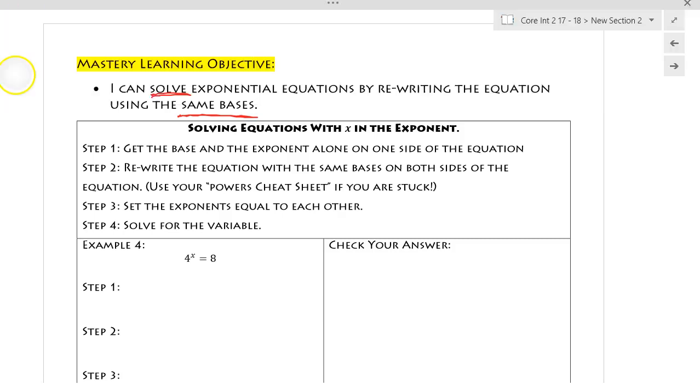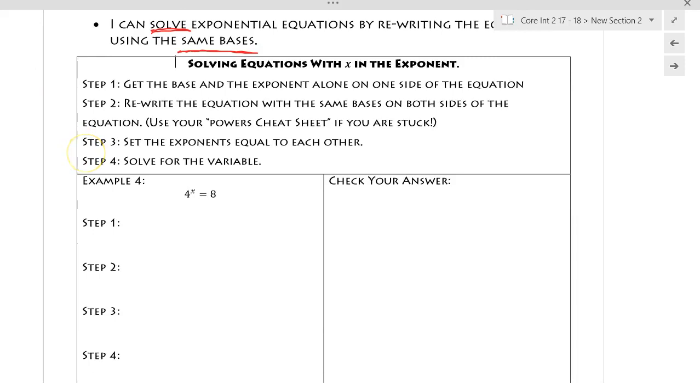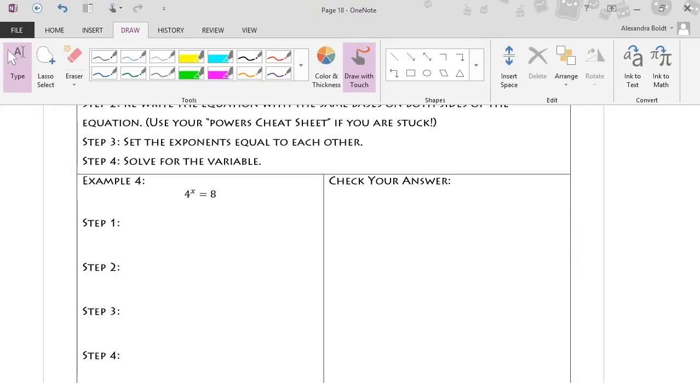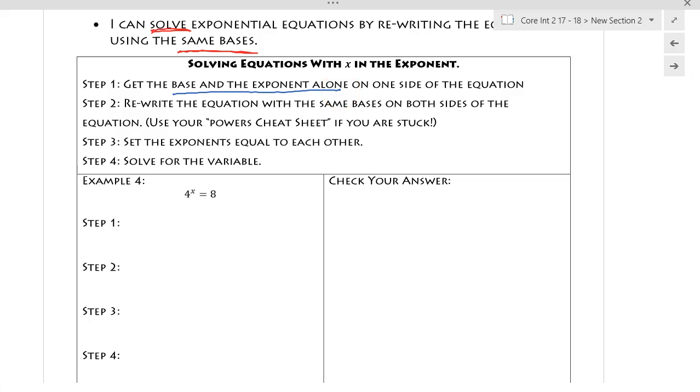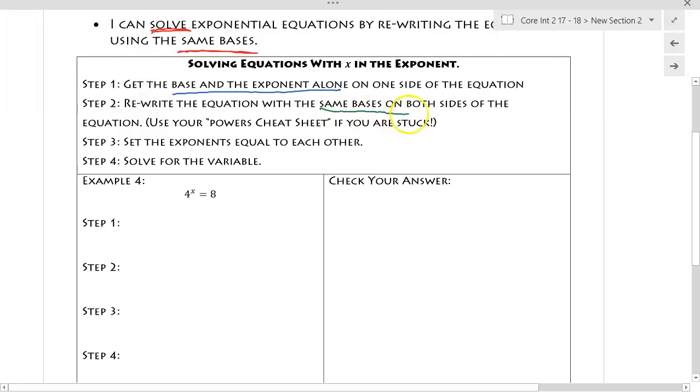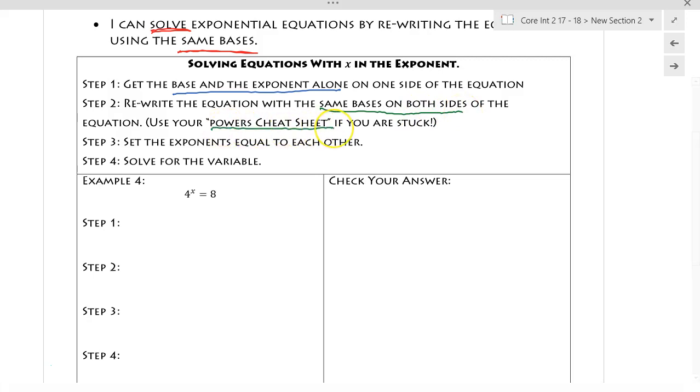So let's look at our steps. Step 1, get the base and the exponent alone on one side of the equation. Step 2, rewrite the equation with the same bases on both sides. Use your powers cheat sheet.